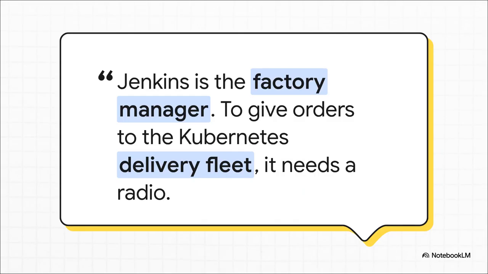You know, the best way to think about this is with a simple analogy, and it really sets the stage for everything we're about to do. Just picture Jenkins as this super efficient factory manager. It's ready to automate the heck out of everything. The problem is, to give orders to its delivery fleet, that's our Kubernetes cluster, it needs the right tools to communicate.